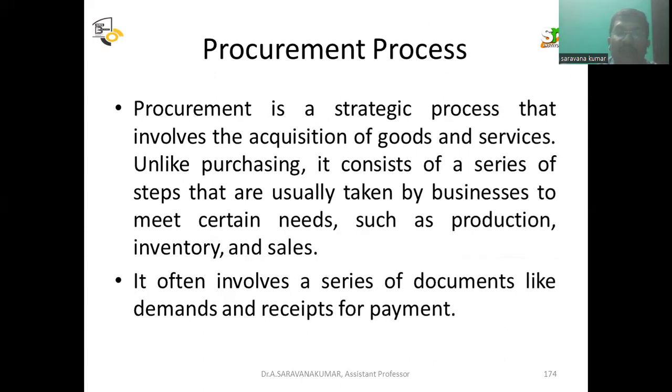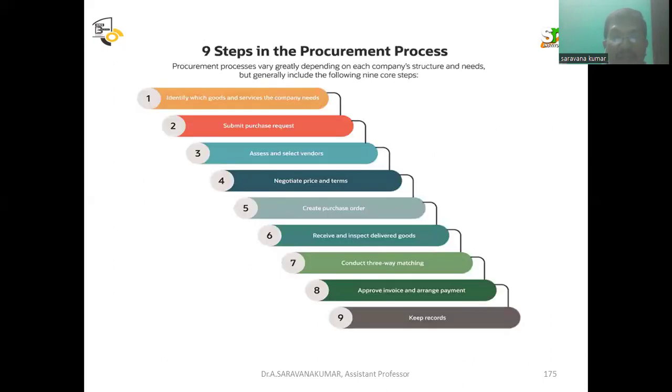Next, we are going to discuss the procurement process. The procurement process is very important. Procurement is a strategic process that involves the acquisition of goods and services. Unlike purchasing, it consists of a series of steps that are usually taken by businesses to meet certain needs such as production, inventory, and sales. It often involves a series of documents like demand and receipts for payment. So that is the procurement process.